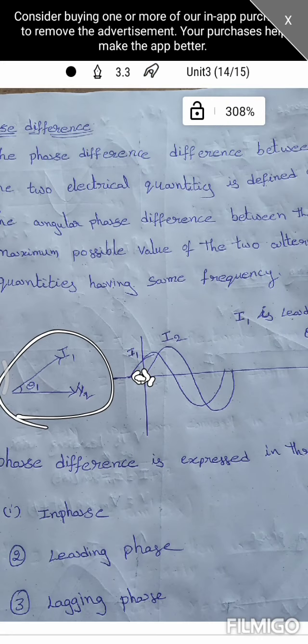Generally the phase differences are expressed in three types. The first one is in phase. In phase means there is no phase difference. Suppose you consider two waveforms that start at the same point and end at the same point, there is no phase difference. That type of waveforms is called in phase. The given two waveforms are in phase.